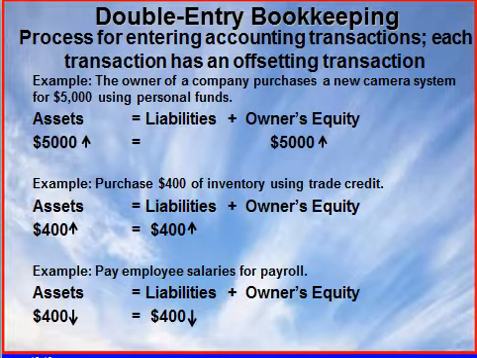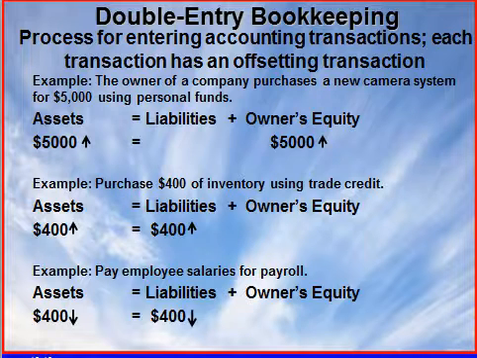For the first one, the example is the owner of a company purchases a new camera system for $5,000 using personal funds. Well, if we look at the equation, assets equals liabilities plus owner's equity, the equation always has to balance. So we see that the new camera system is the asset. Adding that asset to our company increases our assets by $5,000. The other effect it has, the offsetting transaction, is that owner's equity has gone up by $5,000 because the owner brought in personal funds into the company.